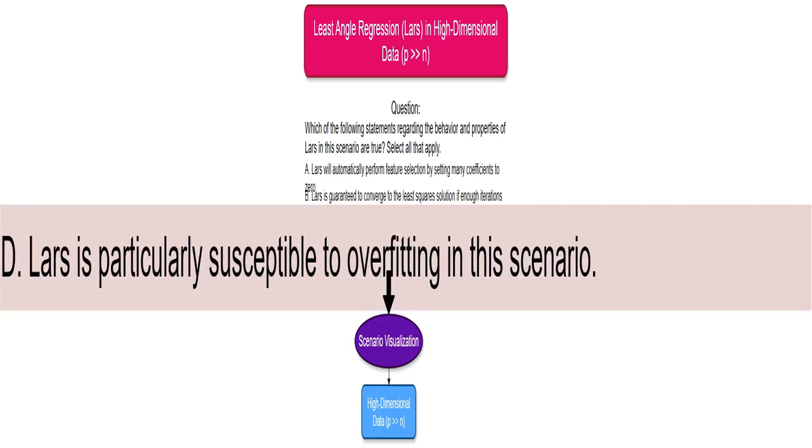Overfitting happens when a model learns the training data too well and performs poorly on new data. Even though LARS does feature selection, if you have far more features than samples, it's still possible to overfit. It is like trying to fit a really complicated curve through a few data points. Think of it like this. Too many features can lead to a model that's too specific to your training data.